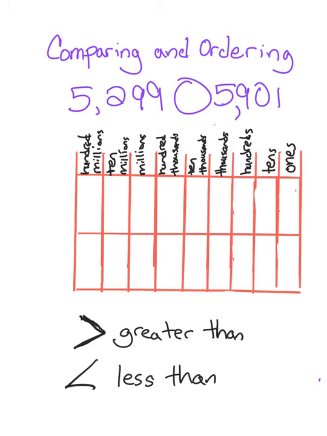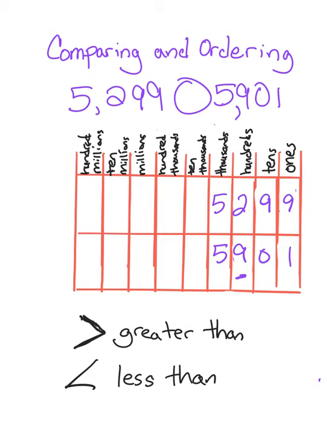Now we have a second problem. We have 5,299, 5,901. So again, if we plug them in, the 5 is in the thousands place. So the first one would be 5,299, and then 5,901. The first place that we notice they are different is right here.